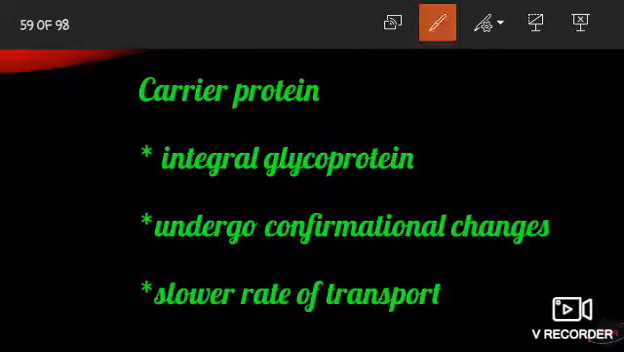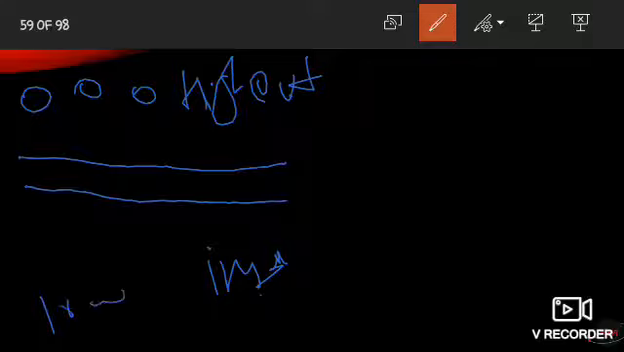Carrier protein is an integral glycoprotein which binds with the solute and undergoes conformational change to translocate the solute across the membrane. This is the membrane, bilipid membrane. This is outside, this is inside. And these are the molecules which have to be transported from outside to inside. Outside concentration is high, inside concentration is low. Now, as we have discussed, in facilitated transport, some special proteins are used. So, as we had discussed, these are the carrier proteins.